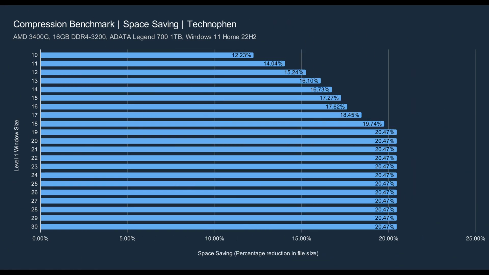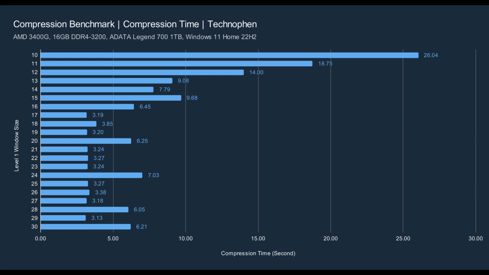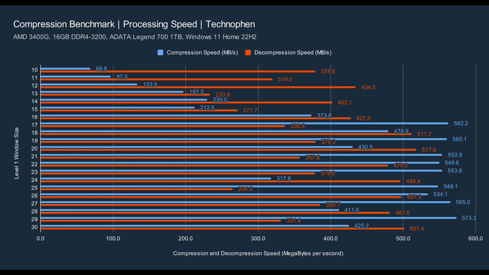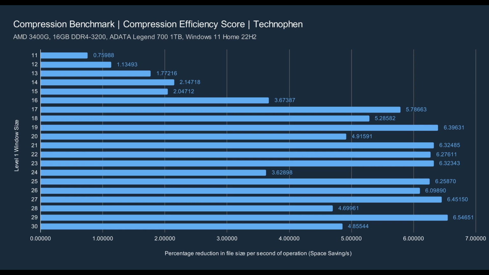By increasing the compression level to 1, the maximum compression reaches 20.47%, and this time at window size 19. Compression time and speed still has unexpected results at first, but then, just like level 0, most at around 3 seconds, and processing speeds also show the same pattern. But on the efficiency chart, level 1 reaches new highs. With window size at 29, it scores 6.54. That's a new high for efficiency.